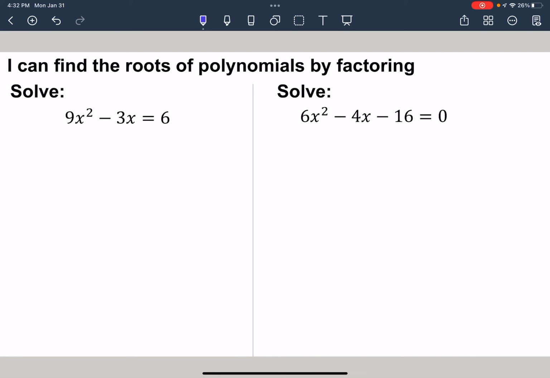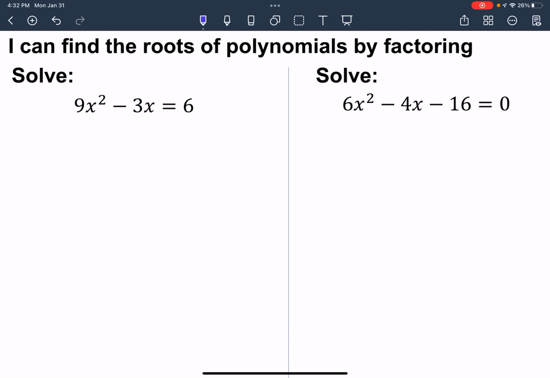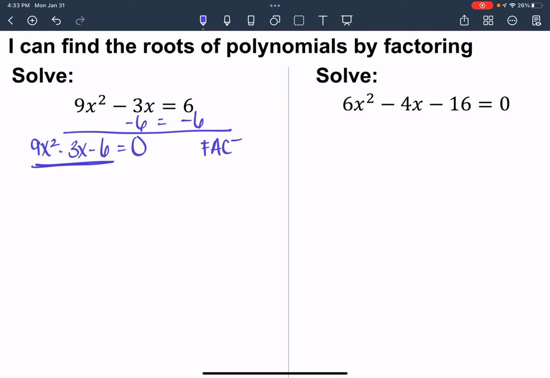So what do you do when you have an equation that's not already set equal to 0? Here I have 9x squared minus 3x equals 6. I'm going to start off by subtracting 6 from both sides to make it equal 0. So this is 9x squared minus 3x minus 6 equals 0. Now I need to look at the left side and factor it. Factoring is going to follow the same rules we always do. We're going to first look for a GCF.